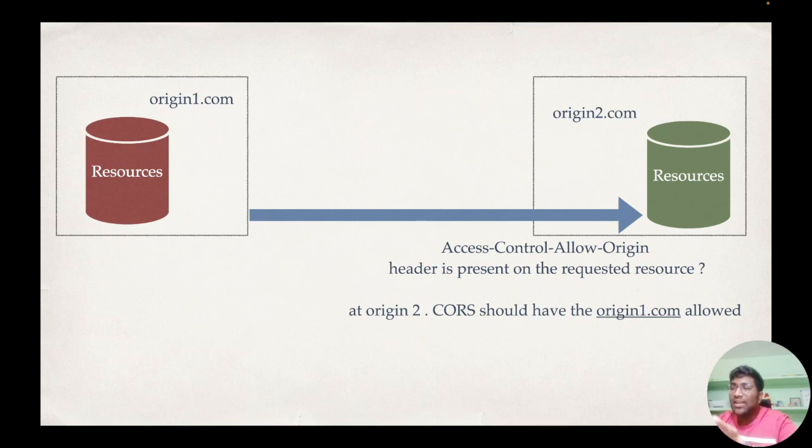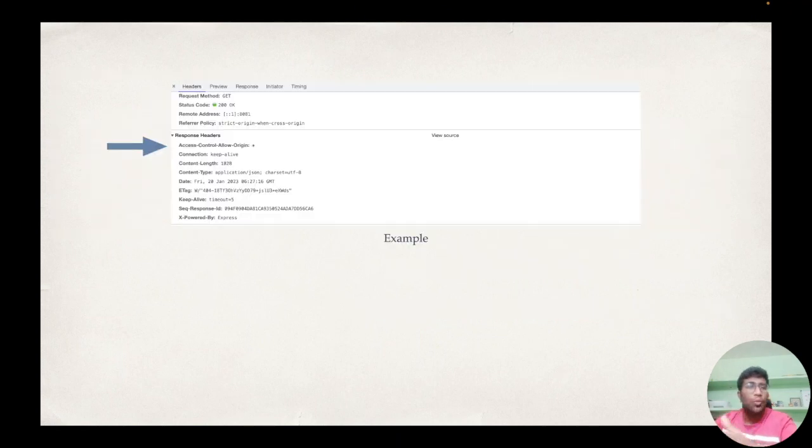You might be wondering, where do we use it? Whenever you make any request, there are different headers present. If you see here in the response header, we have something called Access-Control-Allow-Origin. Currently we have a star here, and we'll see what that means. But if it has origin1.com or the star, then it is going to allow getting that resource.